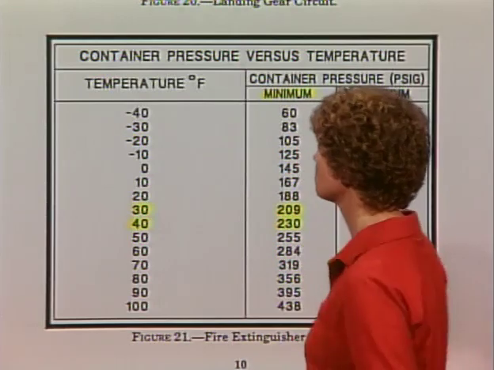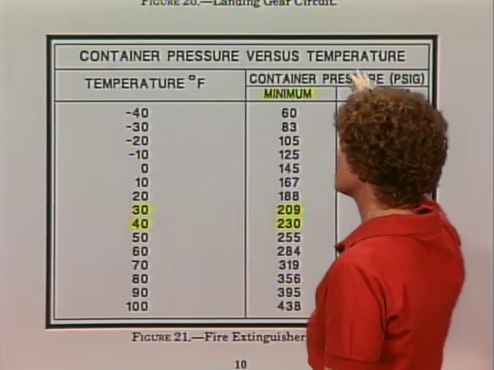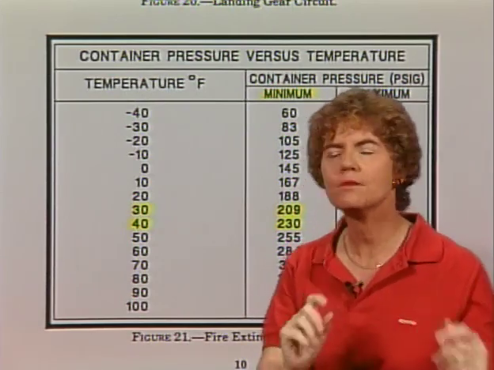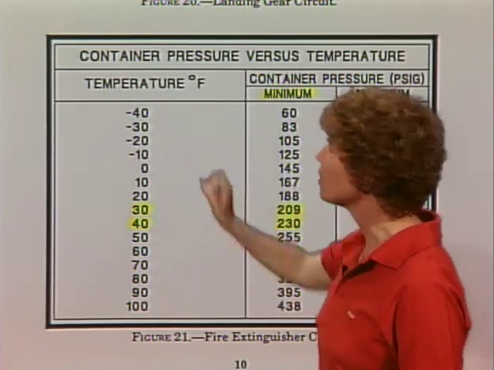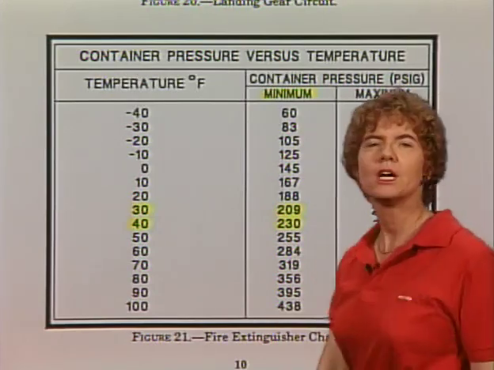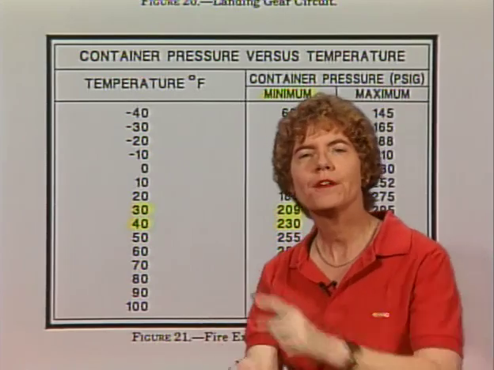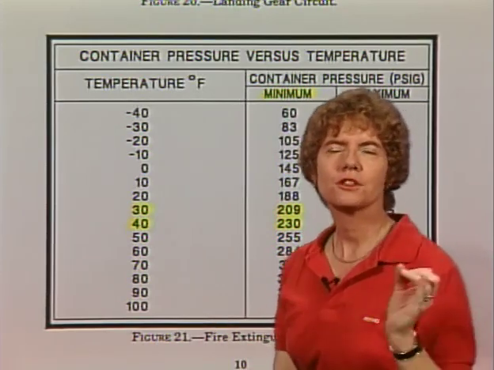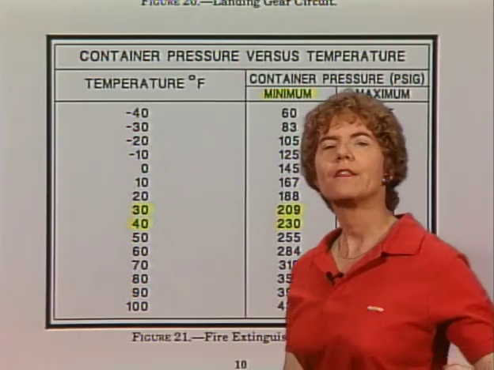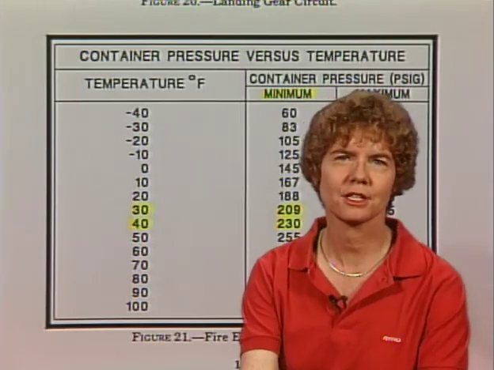This time what they're going to do with the container pressure versus temperature chart is give you the temperature and ask you what is the acceptable minimum and maximum container pressure. They're going to tell you the surrounding area temperature is 33 degrees Fahrenheit, and they're going to ask you what pressure is acceptable.